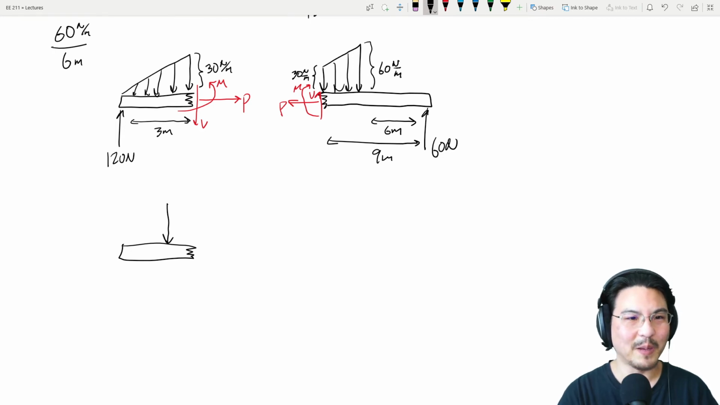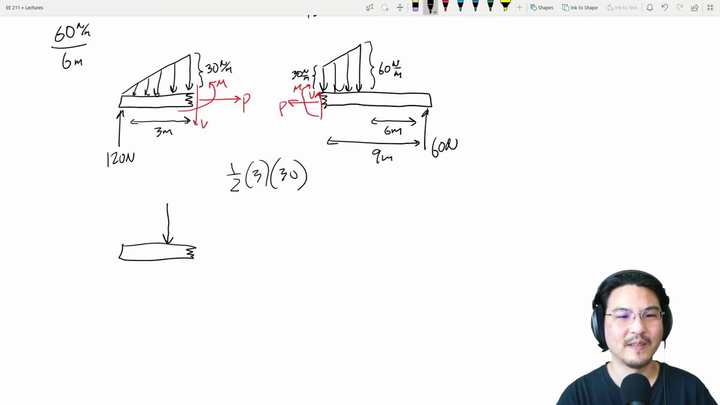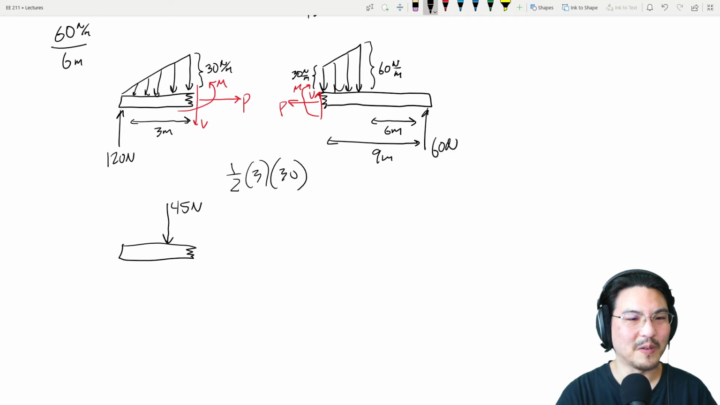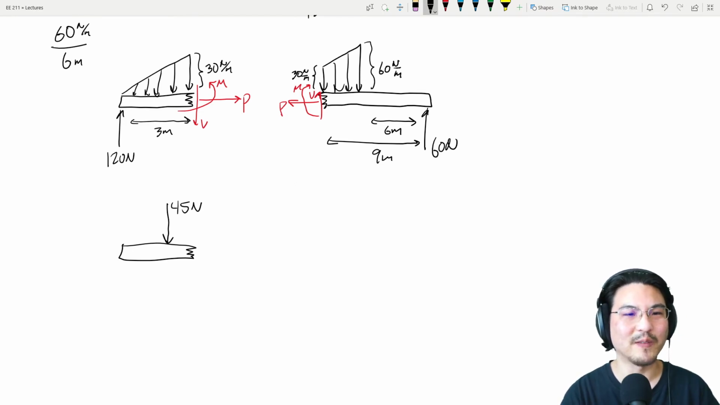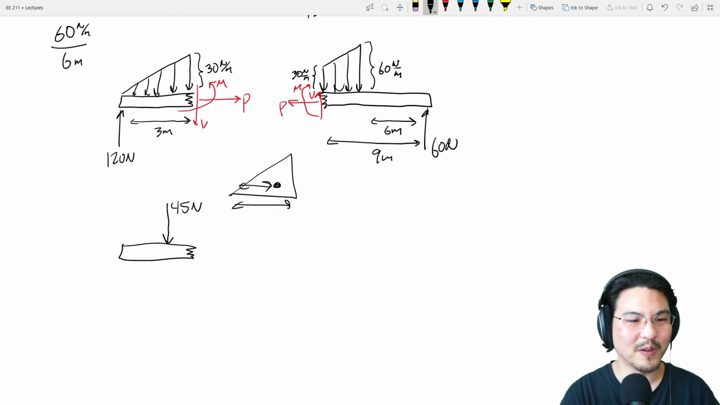The area of the shape, so it's a triangle, 1/2 base times height, right? So 45 newtons. And then the location of that single discrete force is at the centroid of the shape, which is right here. So this is 3 meters, so this is 2/3 of the way over. So here to here is 2 meters, right? Here to here is 1 meter.